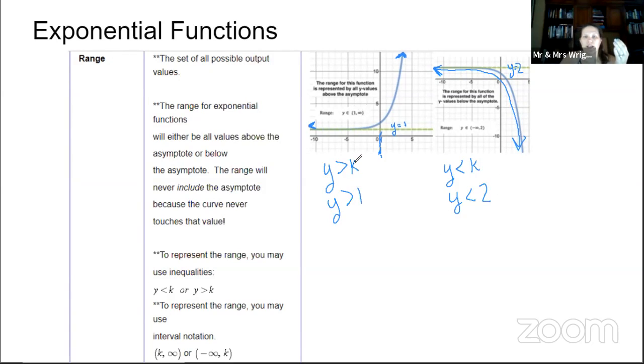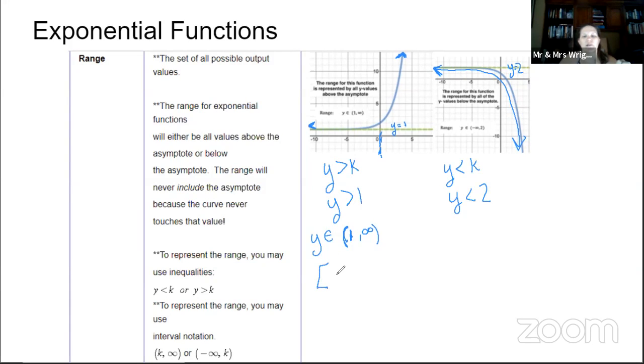Another way to write it, they have up here set notation. Y is an element of the set (1, infinity). Now, that's because you see it has parentheses. It does not include the value of 1 because it never touches that line. It gets really close, but it never touches that line. And remember, we can't contain infinity, so it's got parentheses on both sides.